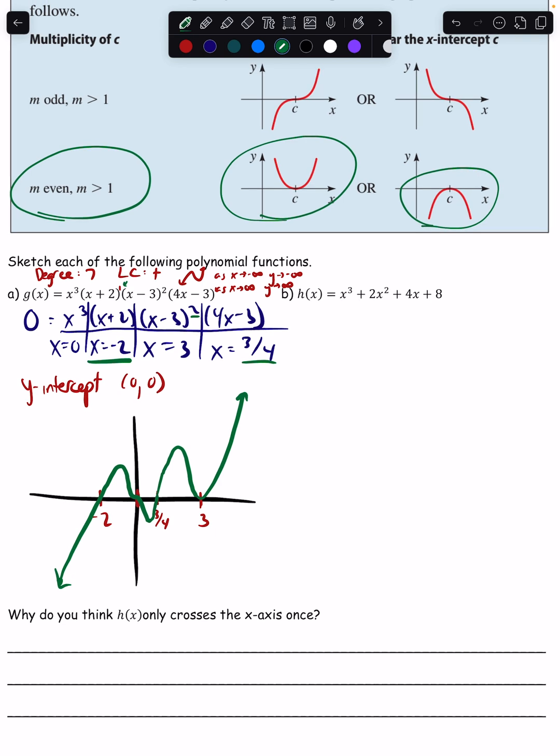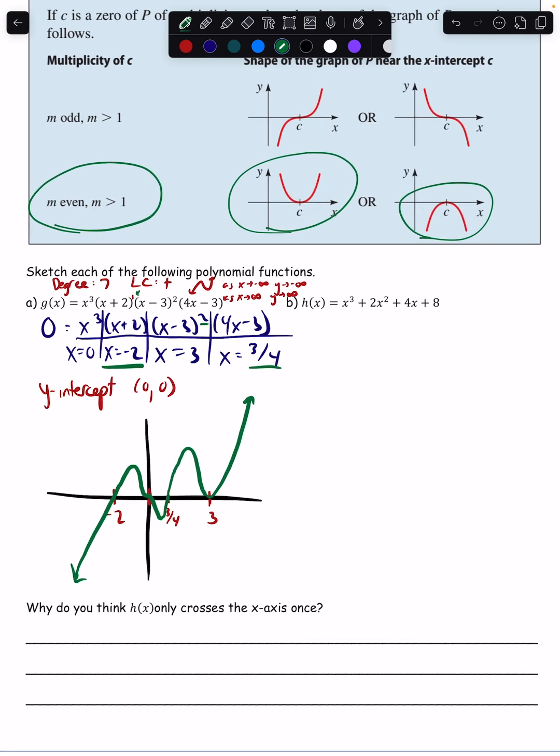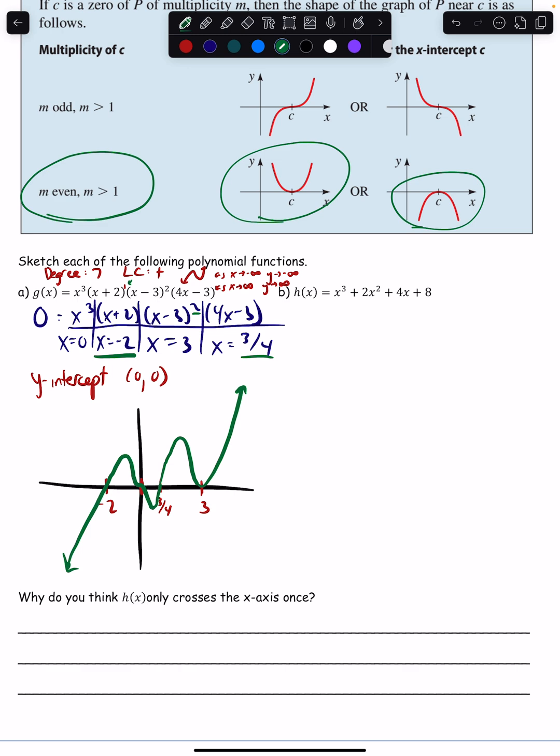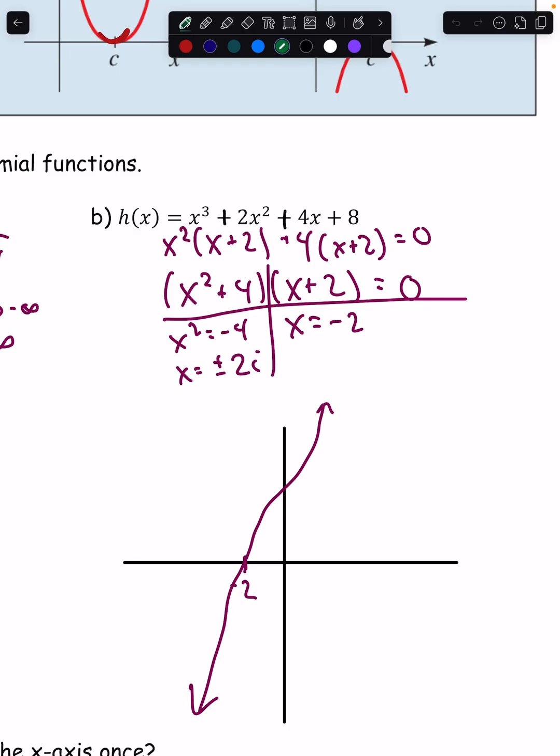And actually, let's have you guys do B also, it behaves a little weirdly. But pause the video and play it once you're done with B. So here's what it should look like for B. It's degree 3, so with a leading coefficient, it starts here, ends up here.